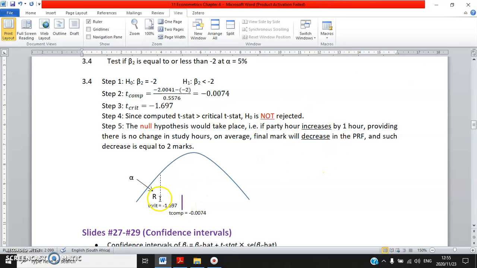The computed t-stat is smaller than the critical t-stat, so we do not reject the null hypothesis. So meaning from a statistical point of view, the null hypothesis is more likely to happen. Meaning, if party hour increases by 1 unit or 1 hour, providing there's no change in study hours, on average final mark would decrease in the PRF, and such a decrease equals 2 marks. Okay?